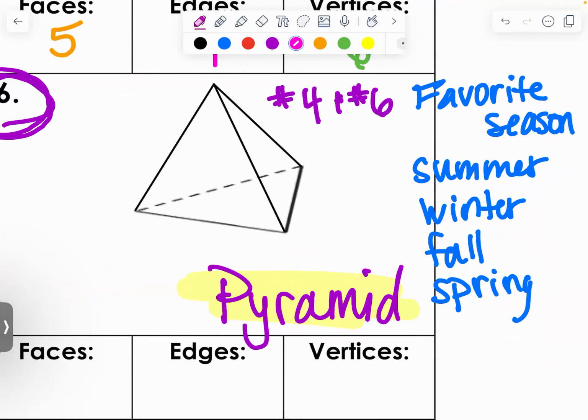If you have a favorite season of summer, you're gonna go to the corner by the door. Winter is gonna be my podium. Fall is in front of my desk. Spring is in the corner with the calculators. Ready, set, go. Bring your pencil, bring your notes. Everybody has to get up and move to a different location based on your favorite season. Work together on number 4 and 6.